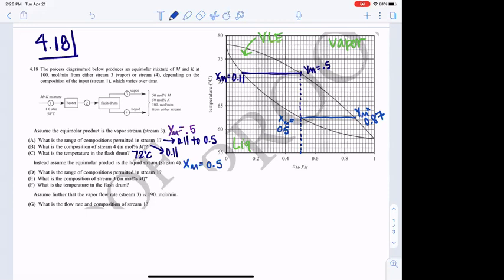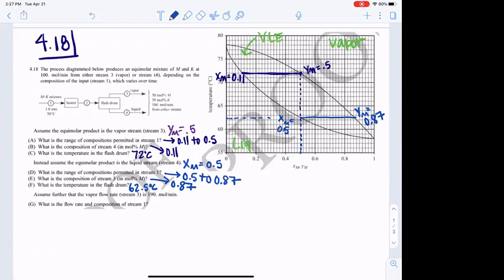Okay. So by exactly the same logic that we had before, our permitted range of compositions is anywhere from 0.5 to 0.87. So anywhere in that range, our fulcrum would be somewhere along our tie line. What's the composition of stream 3? Well, that's our vapor phase, and it is 0.87. And then what's the temperature in the flash drum? Well, it's what temperature our tie line is at, and that is 62.5 degrees C.